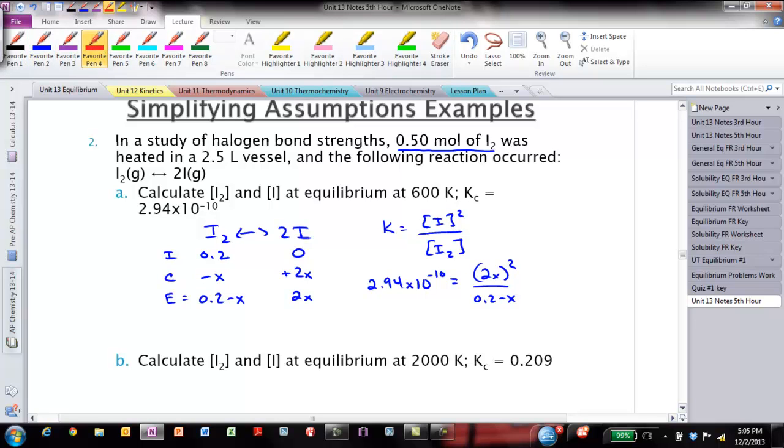And this would end up being a quadratic, which is not any fun. But what you can do is look at your K value, and if it's pretty small, that means the reaction is not going to go very far to the right. That means x is going to be a pretty small number. And so what we can do is say that 0.2 minus x is approximately equal to 0.2, that we may be subtracting 0.0001 or something like that.